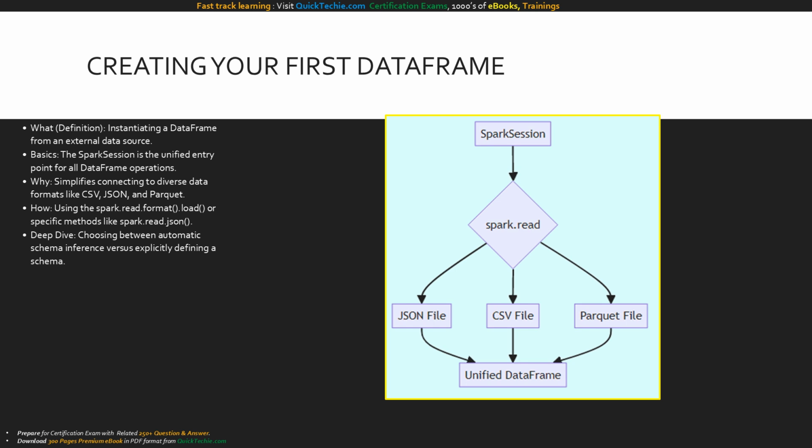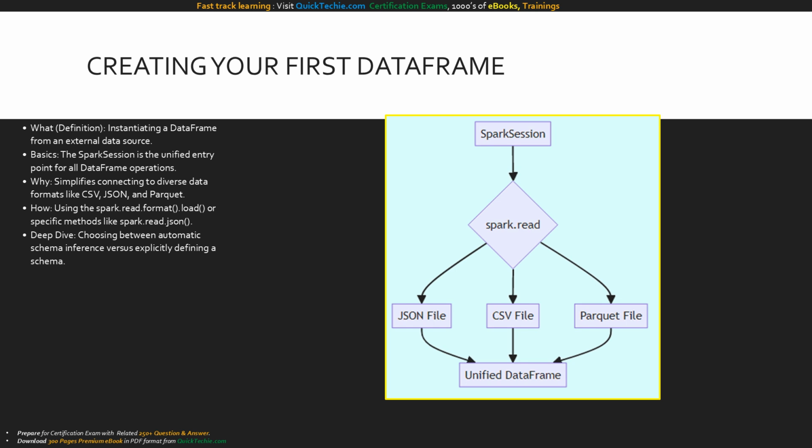When loading data, you have a crucial choice. You can either let Spark infer the schema automatically, or you can explicitly define it. While schema inference is great for quick exploration, it can cause performance bottlenecks on large datasets because Spark has to scan the data first to determine the data types.